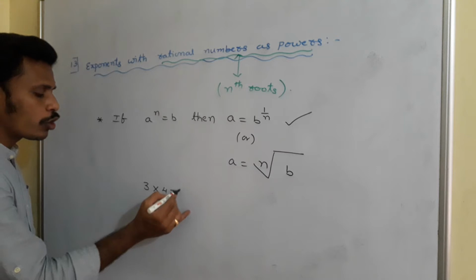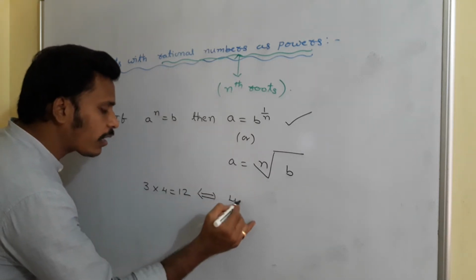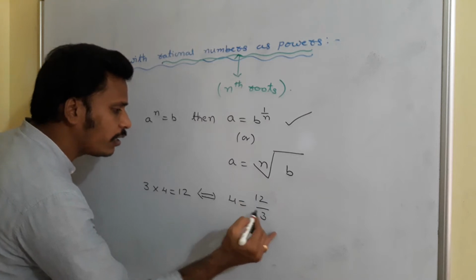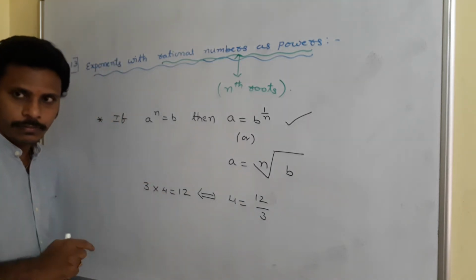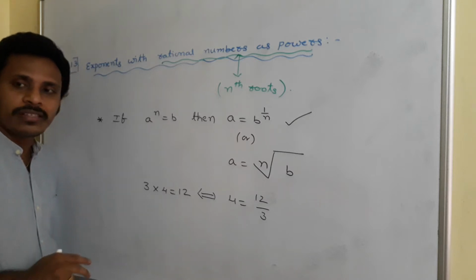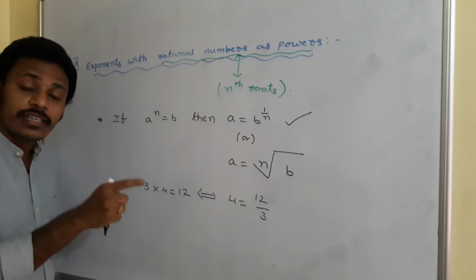3 into 4 is equal to 12. If 3 into 4 is equal to 12, then you can write that 4 is equal to 12 by 3. Is it right? It is just another way of expression, just like active voice and passive voice. Rama killed Ravana. Ravana was killed by Rama.